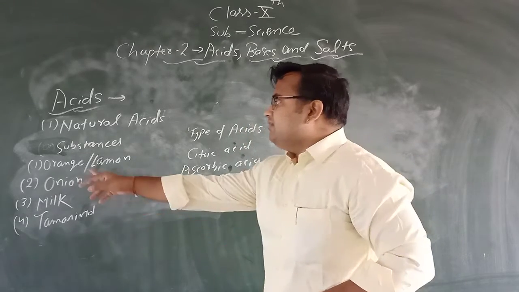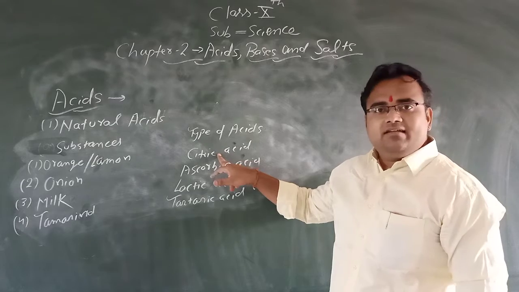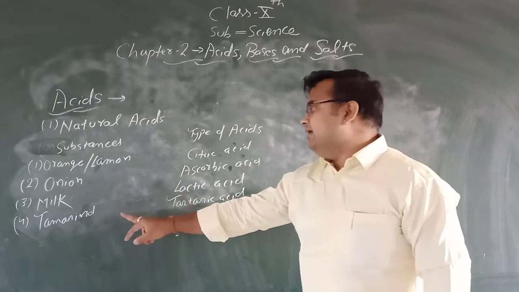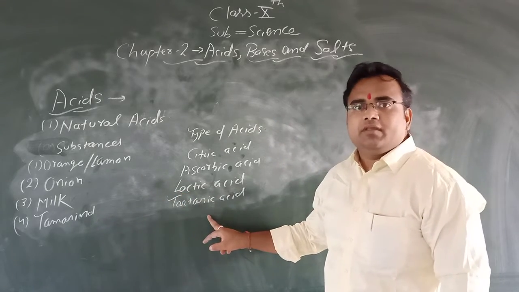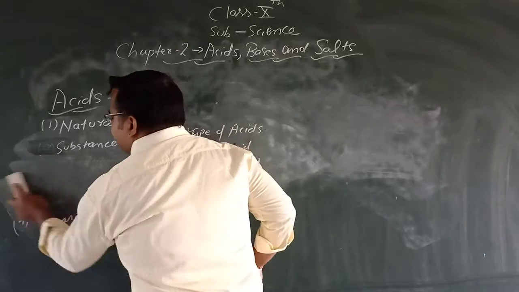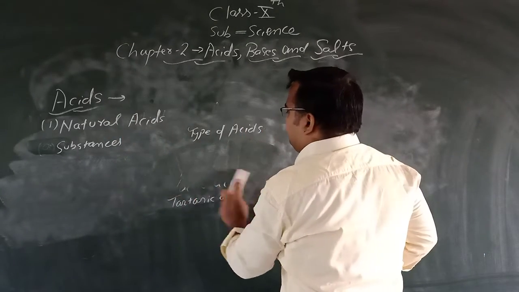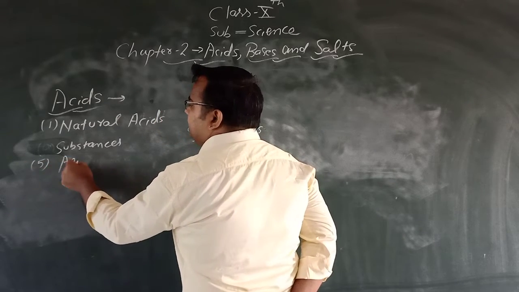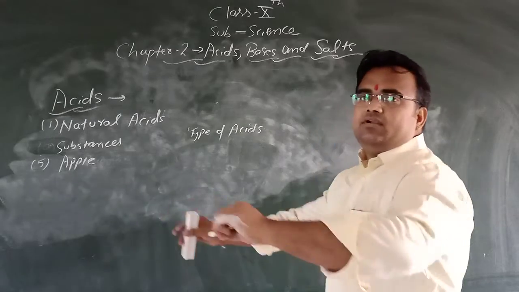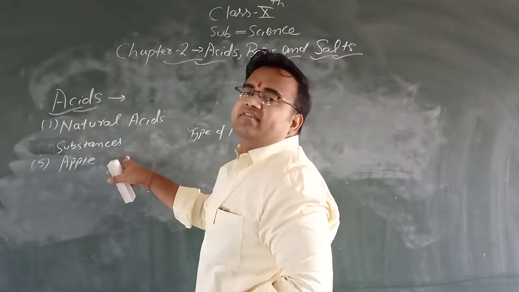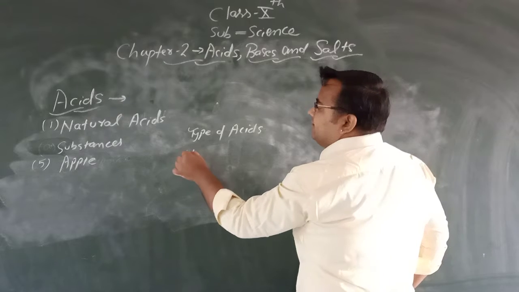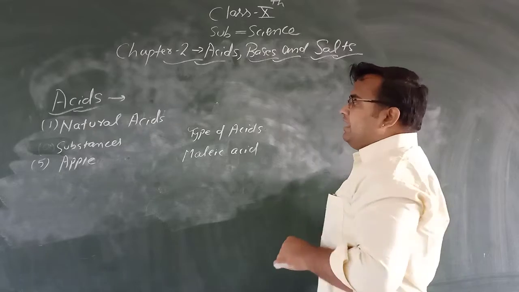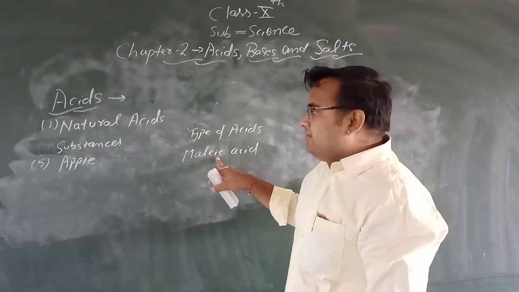Okay, so these are the substances. In orange or lemon, citric acid is found. In onion, ascorbic acid. Milk, lactic acid. Tamarind, tartaric acid. Clear? Then which acid is found in apple? In apple there is an acid known as malic acid.